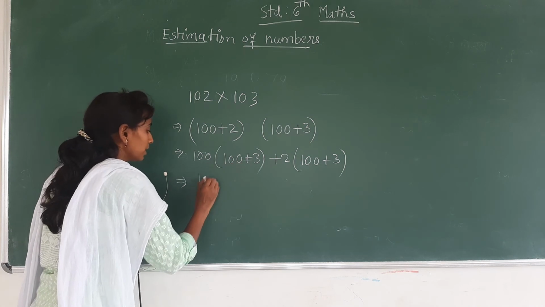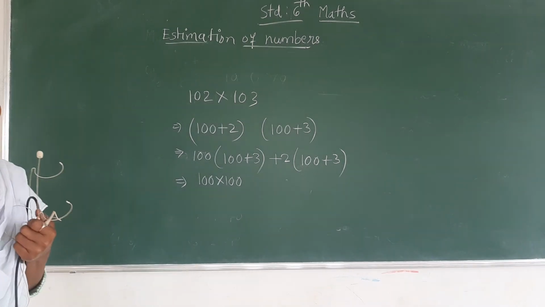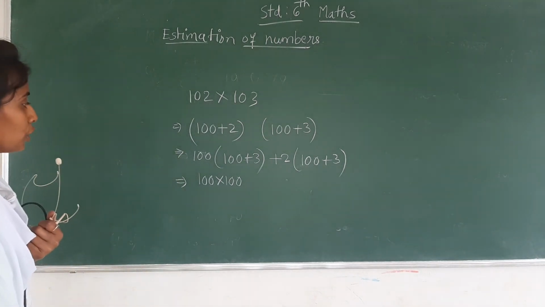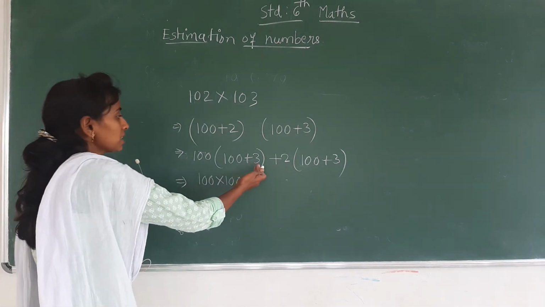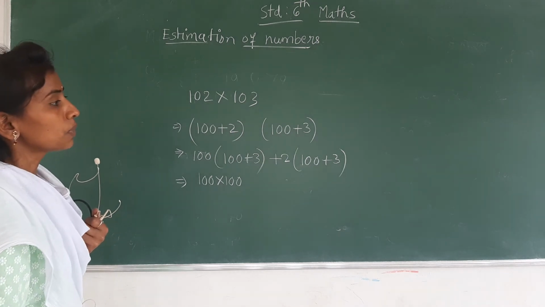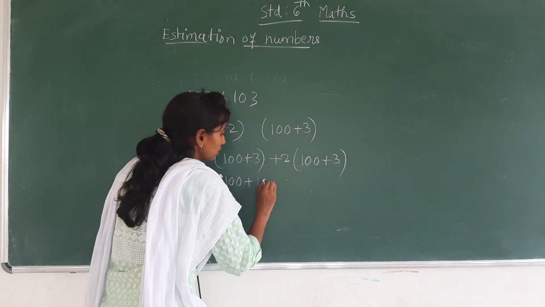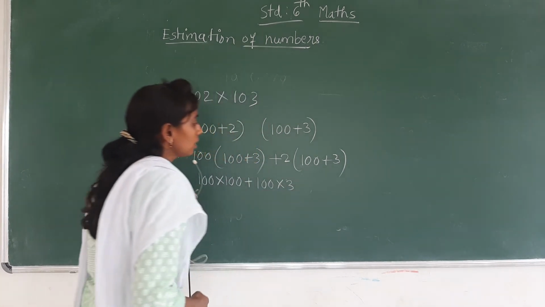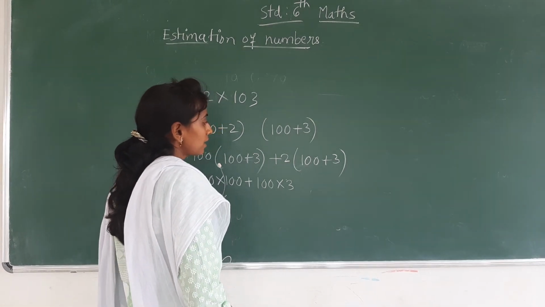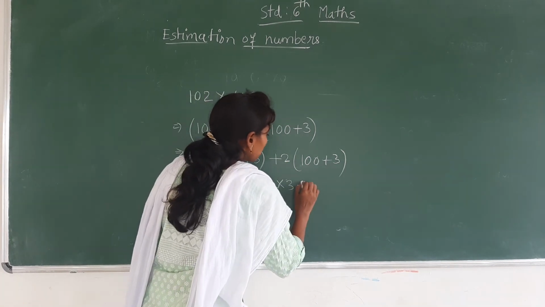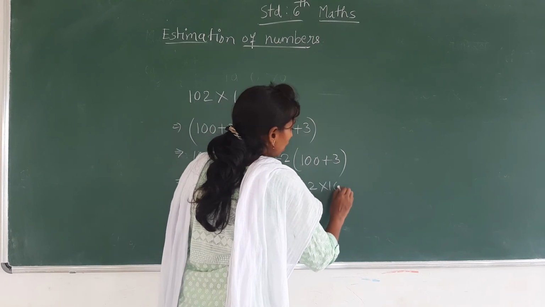100 into 100. Before 100 we have the plus sign, and we are going to multiply 100 to the bracket plus 3. 3 is already having a plus sign, so plus into plus is plus only. 100 into 3. In the next step, plus 2 I am going to multiply to the next bracket, that is 100 plus 3. Plus sign I am keeping as it is. 2 into 100.